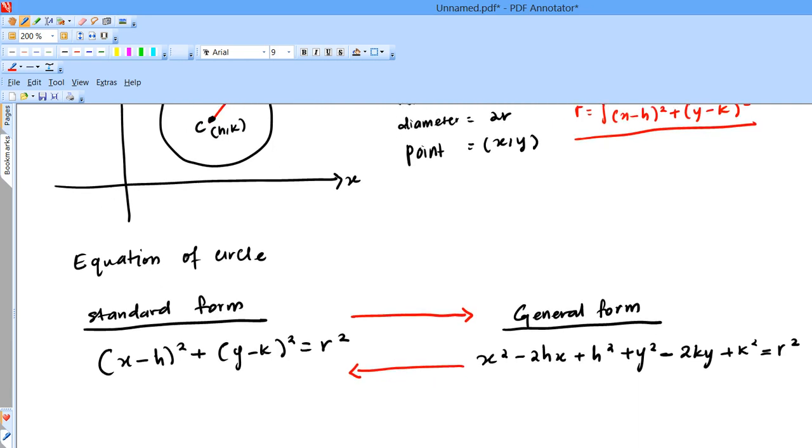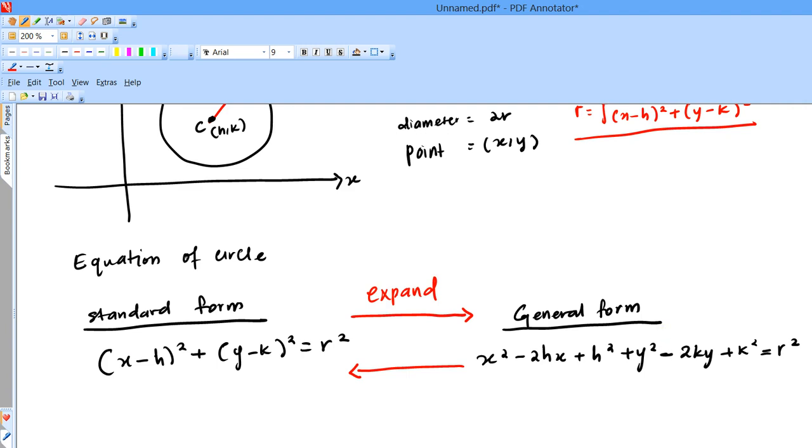In standard form, we have (x minus h) squared plus (y minus k) squared equal to r squared, where r squared refers to the radius squared. So the square root of r squared equals the radius. And then we have the general form. How do we get the general form from standard form? You just need to expand. You expand the standard form, you get the general form.